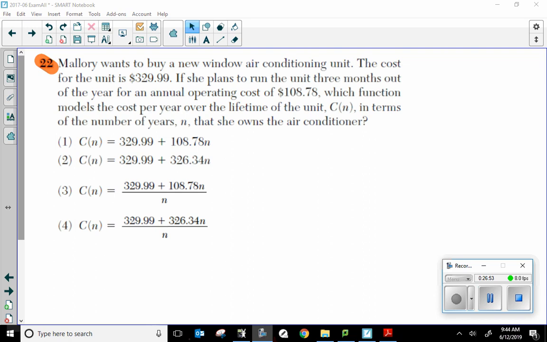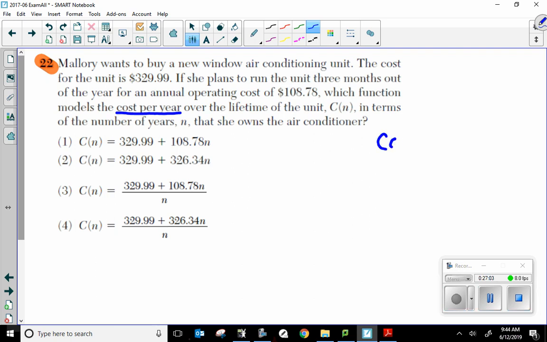C of n, in terms of n being the number of years. So they want the cost per year. Well, before I get to the second part, our cost, let's list what our costs are. First of all, it's $329.99 for this thing. That is going to be a cost no matter how many years we have it. That air conditioning unit is going to cost $329 just to buy it. It's part of our cost.